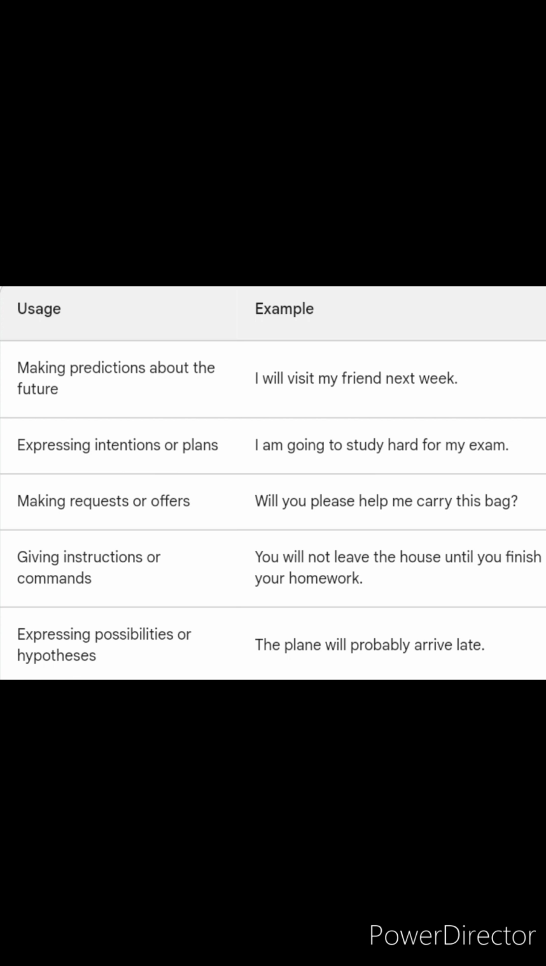Now let us do the uses. Making prediction about the future. I will visit my friend next week. Expressing intentions or plans. I'm going to study hard for my exams. Making requests or offers. Will you please help me carry this bag? Giving instructions and commands. You will not leave the house until you finish your homework. Expressing possibilities or hypotheses. The plane will probably arrive late.